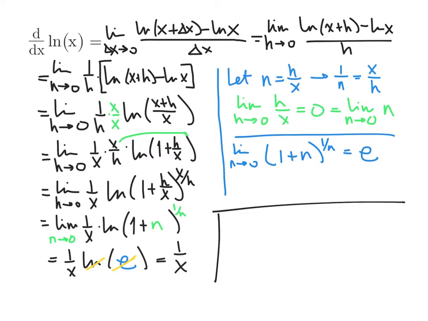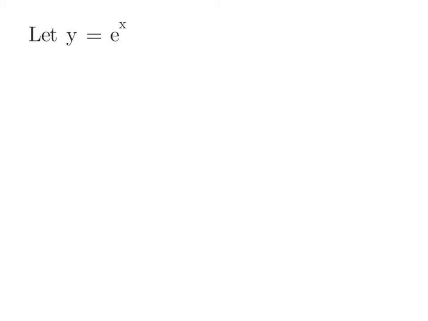So our result is the derivative of the natural log is 1 over x. Seems kind of non-intuitive that that natural log is going to have a derivative that's 1 over x, but it does. Next, let's take a look at e to the x.